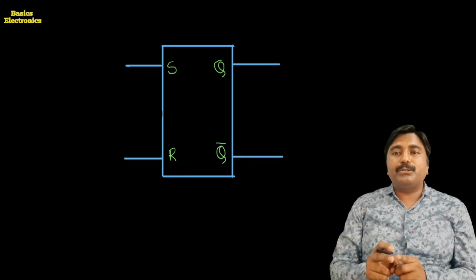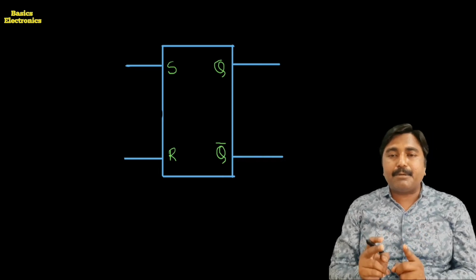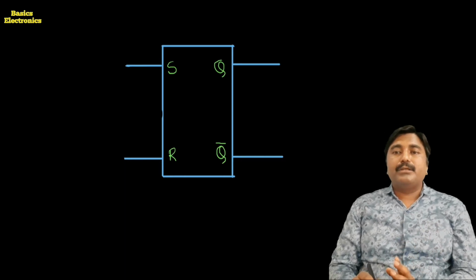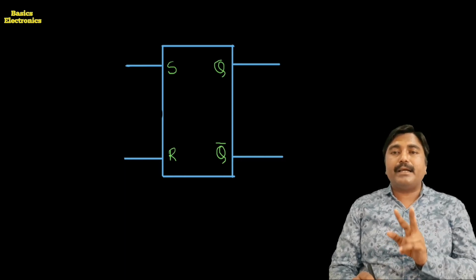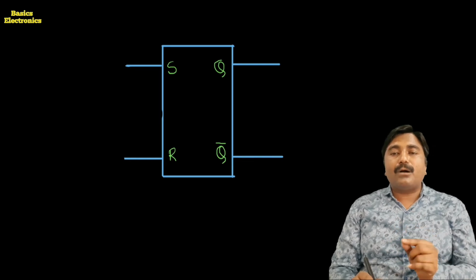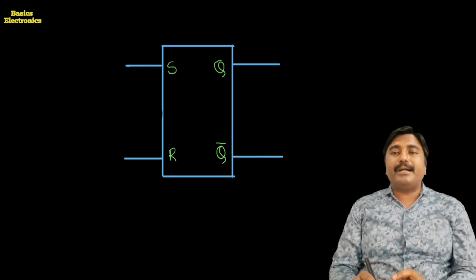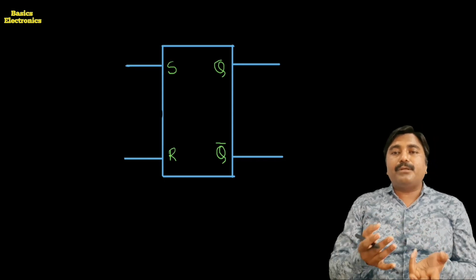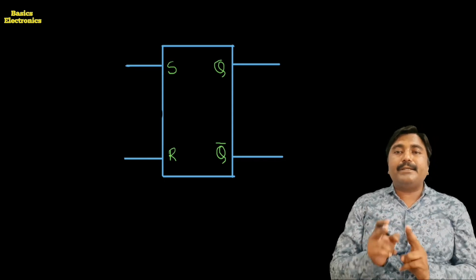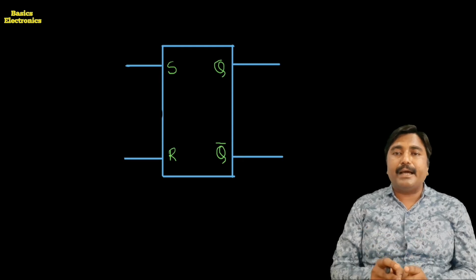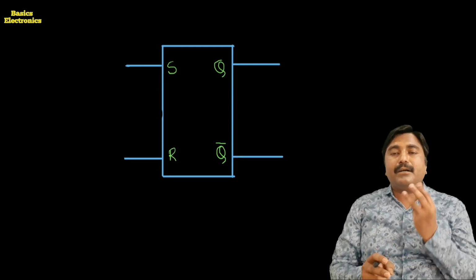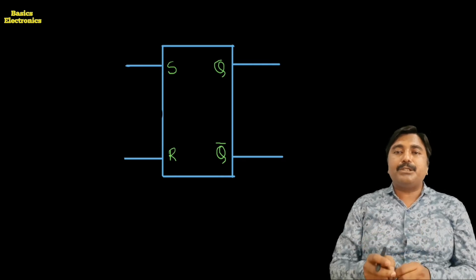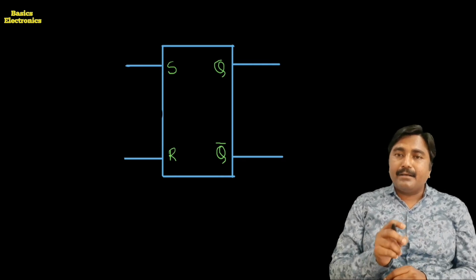For that we use the symbol of the RS flip-flop, and with this symbol we require two AND gates. Why are we using two AND gates? Because we have to apply a third input, and that third input is the clock input, which we saw just before in this symbol.